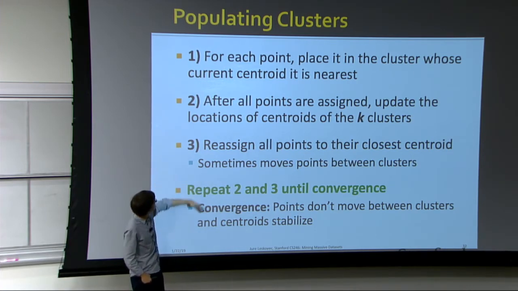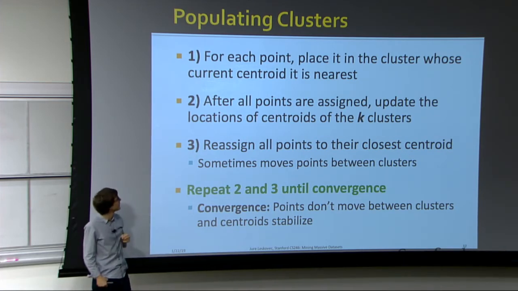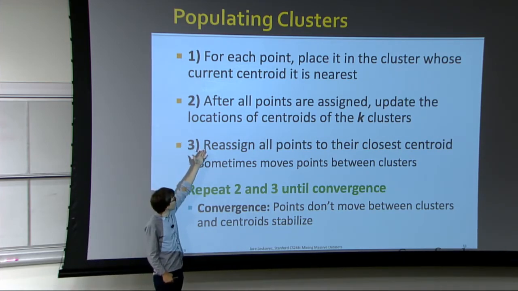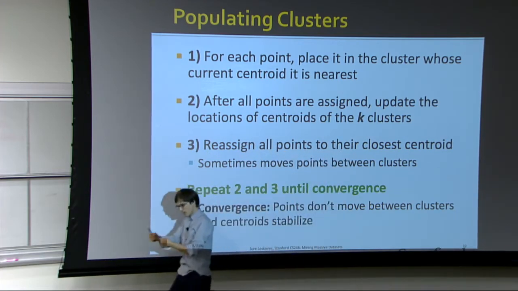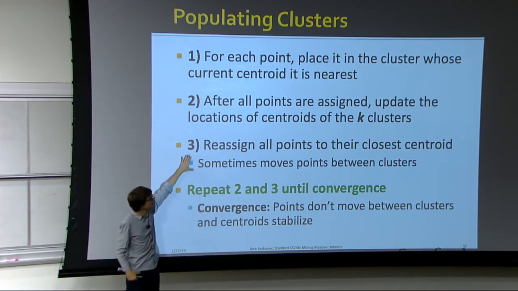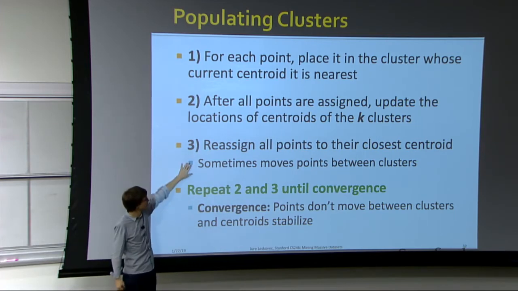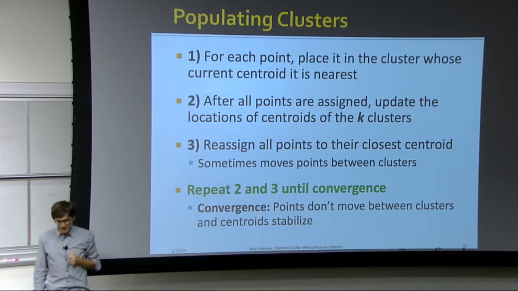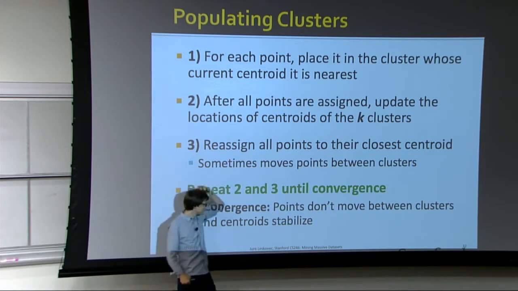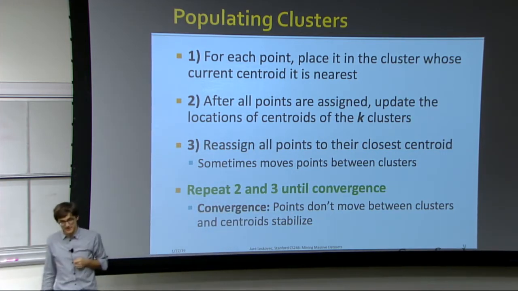Now, if you want to be fancy, you can also do steps 2 and 3. Steps 2 and 3 are the iterative portion of the algorithm, where after you have assigned all the points, you can now update the centroids. And this will move the centroids a bit. So in the next pass, you can reassign the points based on these new locations of the centroids. And again, you could update the centroids again and keep repeating steps 2 and 3 until convergence. Convergence means points don't move between clusters and clusters stabilize.